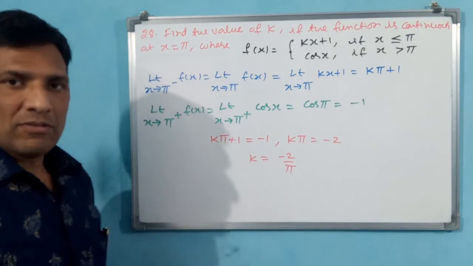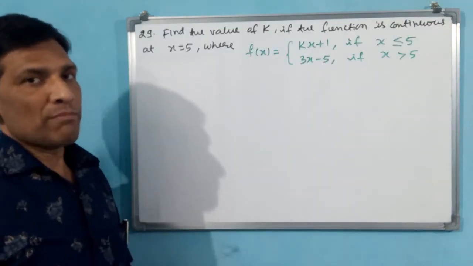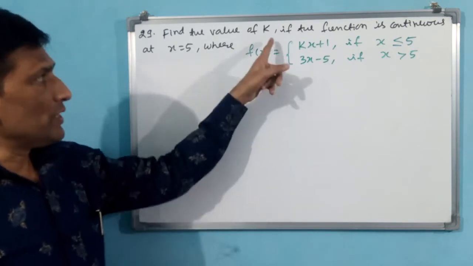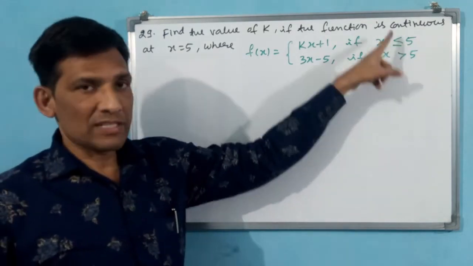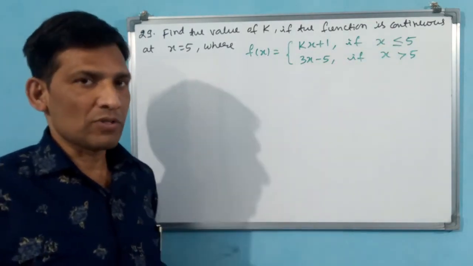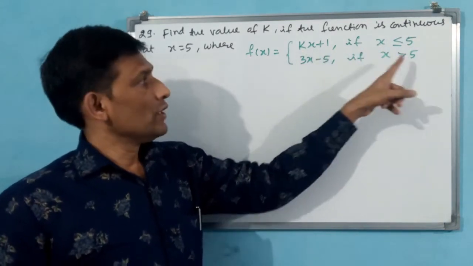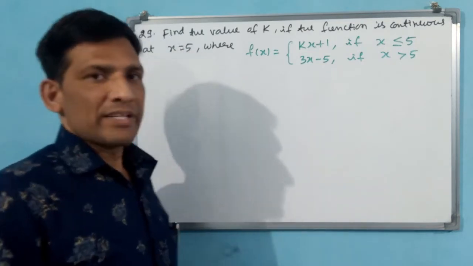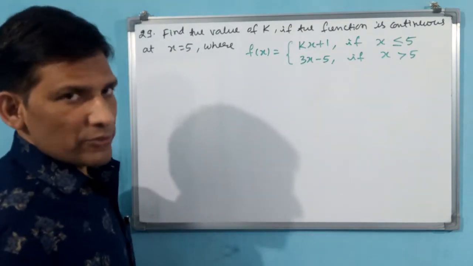Let us go for 29th question. Okay. See. The question number 29. Find the value of k. Like earlier question only. If the function is continuous at x is equal to 5. At 5 only functions are changing. But you have to equate both of them. Left hand limit and main limit are equal. Right hand limit is different, but you have to make it equal. Then you are going to get the value of k. Okay, write down. How to proceed and all, you know very well.